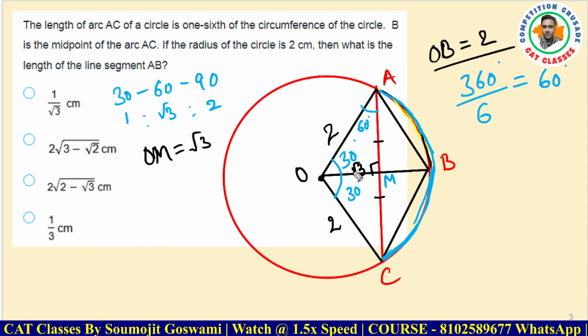And what about this AM? This is 1. If AM is 1, MC is also going to be 1. Please remember that OB is 2. This is the radius OB. Now basically all I need you to do is just focus on this triangle. Now you know this length is 2 minus root over 3. AM length is already 1. If you use the Pythagoras theorem, you will get the answer. So let me do that.